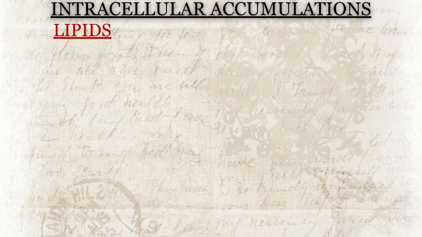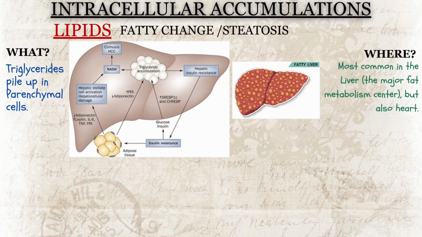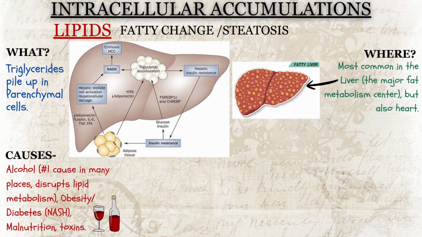Lipids. This is also known as fatty change or steatosis. What is it? Triglycerides pile up in parenchymal cells. Where does it occur? Most common in the liver, the major fat metabolism center, but also heart. Causes? Alcohol is the number one cause in many places, disrupts lipid metabolism. Other causes are obesity or diabetes, non-alcoholic steatohepatitis, malnutrition, toxins.